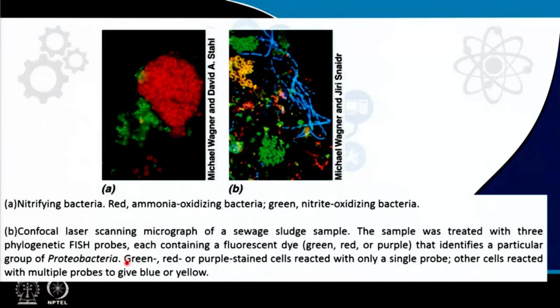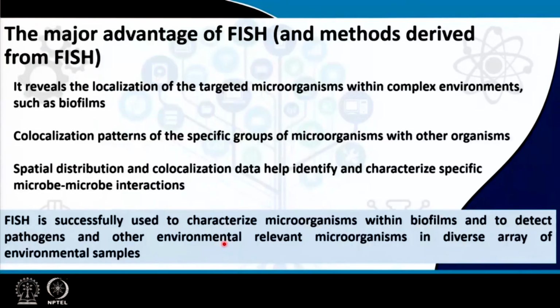Green, red, purple stained cells reacted with only a single probe, while other cells reacted with multiple probes to give us blue or yellow. So, these are some of the examples. Similarly, there are innumerable cases where we see that simple fluorescent in situ hybridization based techniques have been used.